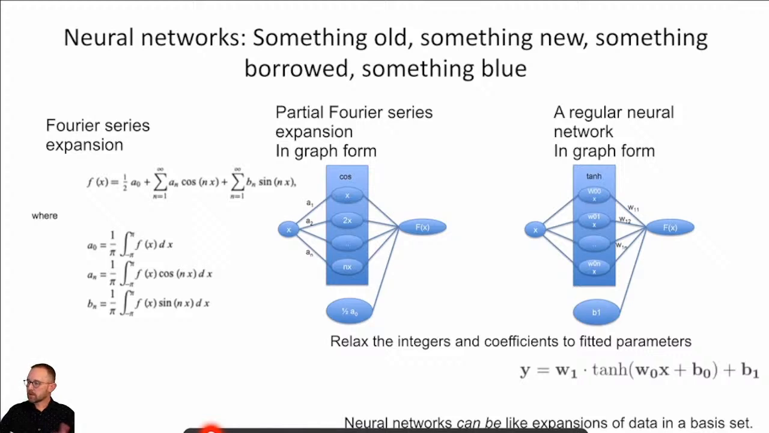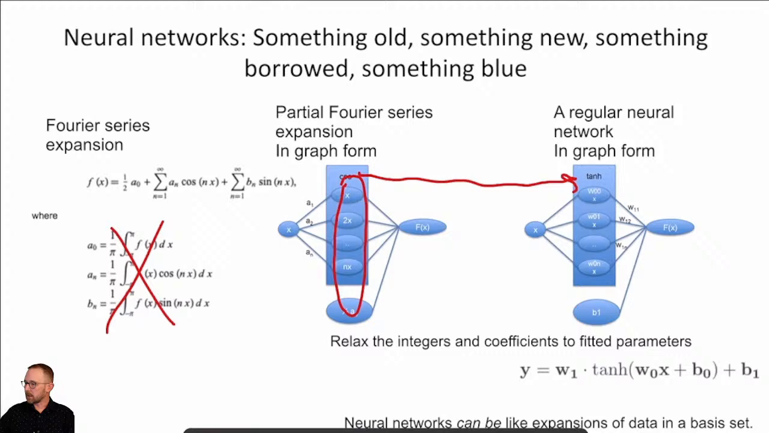And now to go from this to a neural network, we just have to make a couple of small steps. One is, let's relax the integer requirement here and let this be a float number. Now that has a semi-important consequence, and that is when they're floats, these functions are not orthogonal to each other, and that means that we can no longer use these expansion coefficient formulas, so we have to fit them.